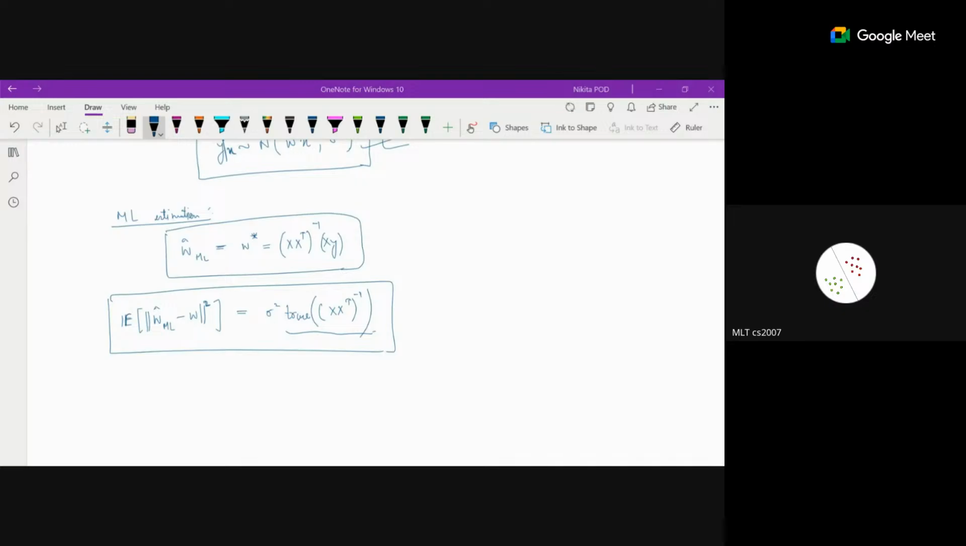What is the need of expectation? We are using expectation to see how your W hat ML is performing.